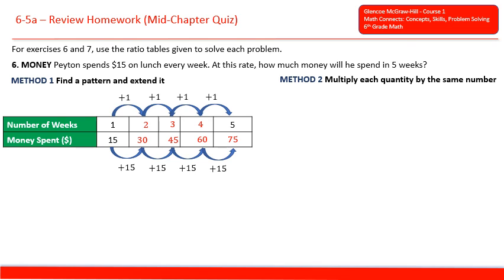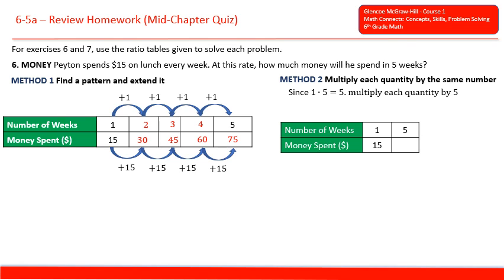Method 2 is multiply each quantity by the same number. Since 1 times 5 equals 5, we're going to multiply each quantity by 5. And we know 5 is a magic number because in the previous table, we had 1 week and then the table ended at 5 weeks.